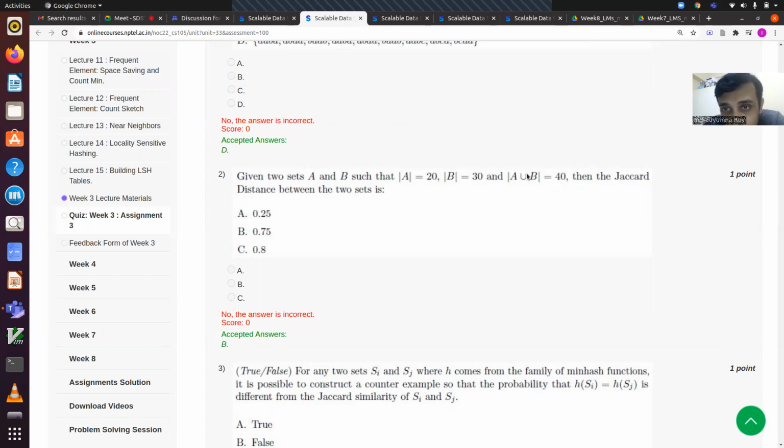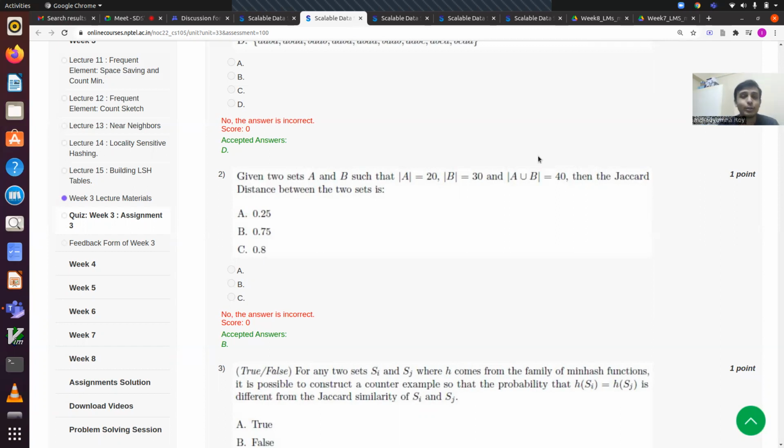Okay, so A union B we know. What is A intersection B then? A union B will be equal to A plus B minus A intersection B. Then I'm going to get A intersection B, that I got 10. Right, sir? Then Jaccard is A intersection B upon A union B. So 10 over 40 is 0.25. But the answer is 0.75.